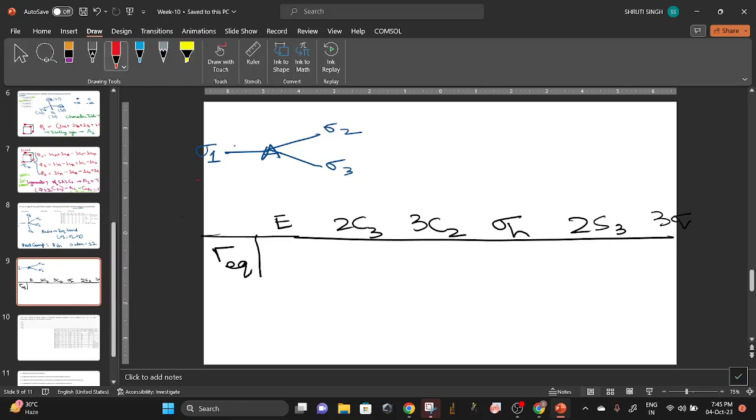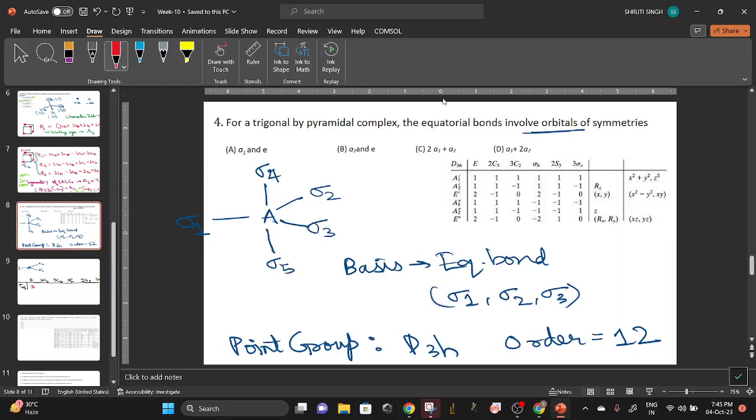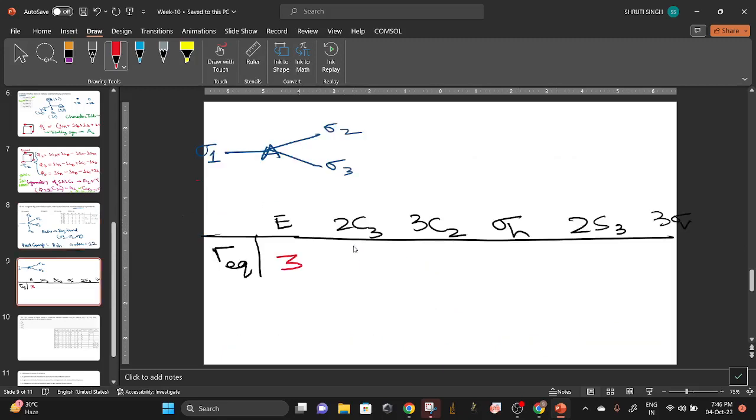Now, under E, nothing will change. So sigma 1 remains sigma 1, sigma 2 remains sigma 2, sigma 3 remains sigma 3. So the number of unchanged atoms is 3. Here, we have to consider all of them as separate quantities because the question is asking about the equatorial bonds. So this is one quantity, this is one quantity, this is another quantity.